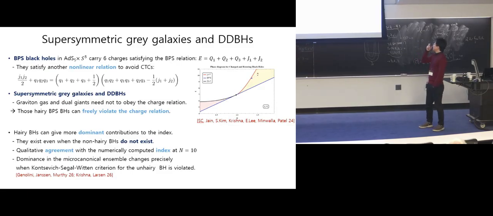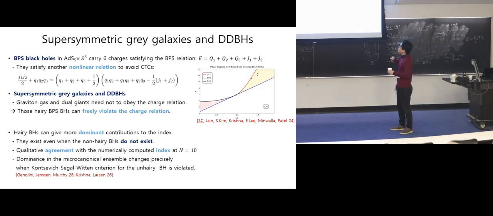And our solution can be straightforwardly generalized to the finite temperature solution, basically replacing the supersymmetric black holes with finite temperature black holes. This will fill the gap between the extremal line and the BPS surface, and also replace the near extremal black holes, which are dynamically unstable. So in certain regions, we found that hairy black holes give a more dominant contribution to the index, and they exist even when the non-hairy black holes do not exist.